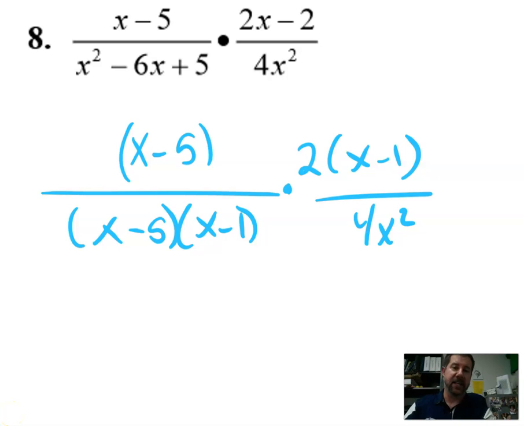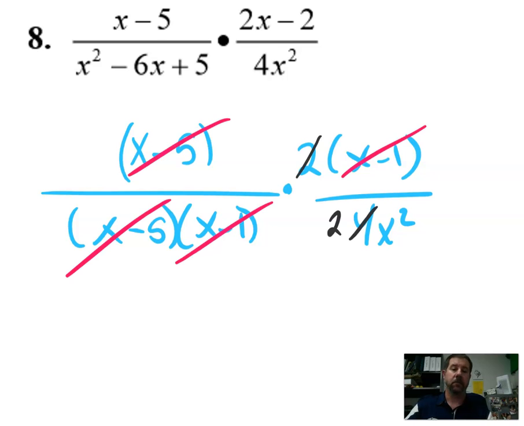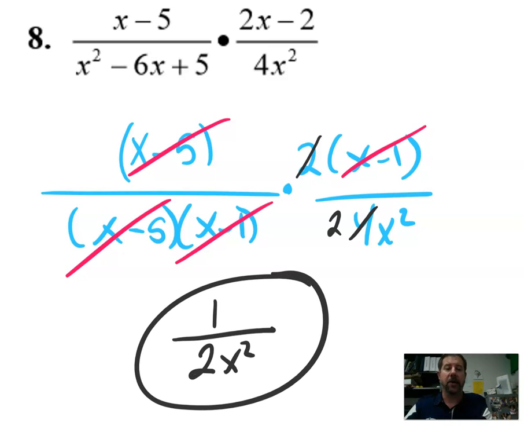To remind myself that I can't kill off when I'm adding and subtracting, I put the x minus 5 in parentheses. This is an easy trinomial that will factor to x minus 5, x minus 1. I can GCF out a 2, and then that's one term, so I'm not going to factor that. Now I can kill off all my like stuff, one top, one bottom. So the x minus 5s die, the x minus 1 dies. I can reduce the 2 and the 4. If you kill everything on top, you're left with a 1, and on the bottom I'm left with 2x squared, and there is our reduced answer.